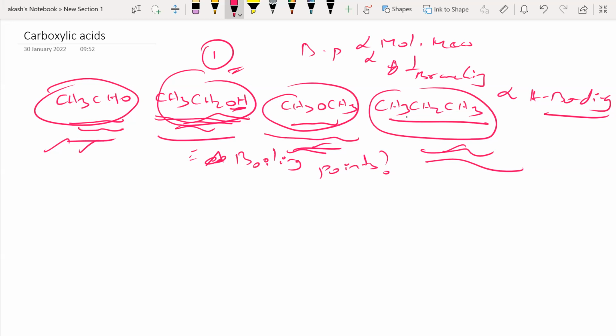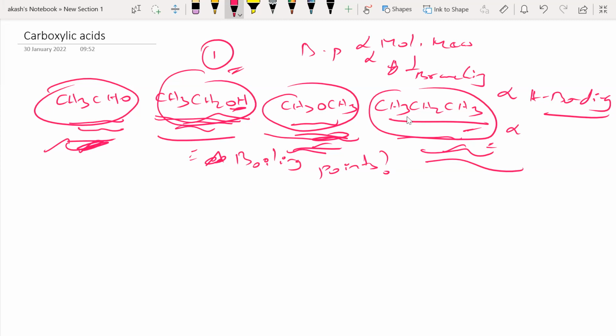The last one. Okay, that's correct. Why? Because of no hydrogen bonding. But this also doesn't have hydrogen bonding, and this also doesn't. Why are you going for this? Because aldehydes and ethers have a higher boiling point than hydrocarbons. Yes, that's exactly why. But why is it that aldehydes and ethers have a higher boiling point than hydrocarbons? Why?